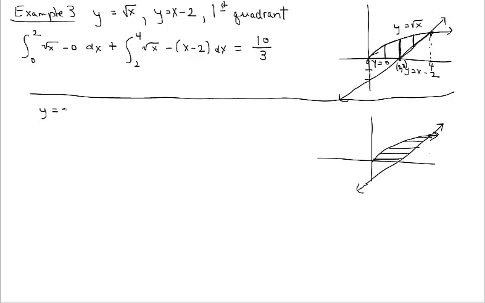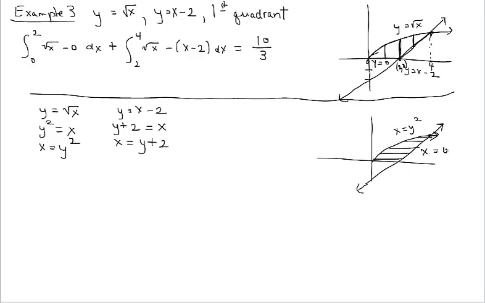So let me take y equals square root of x, square both sides, easy enough. So x equals y squared. So this right here can be considered x equals y squared. Okay, let's take the other equation and solve it for x. Add the 2 on the right side. So x is equal to y plus 2. So this equation is x equals y plus 2.